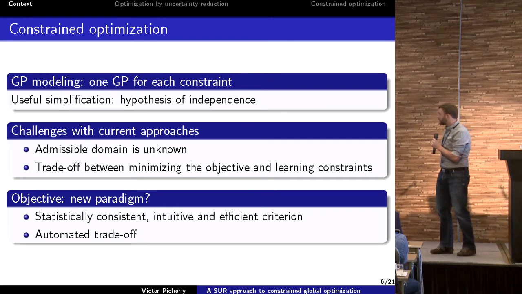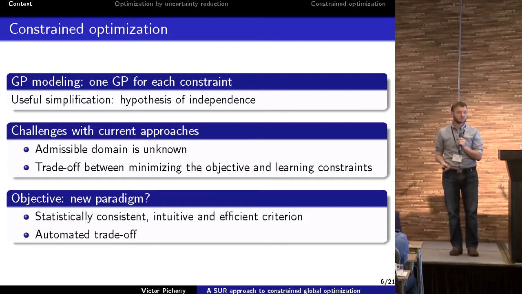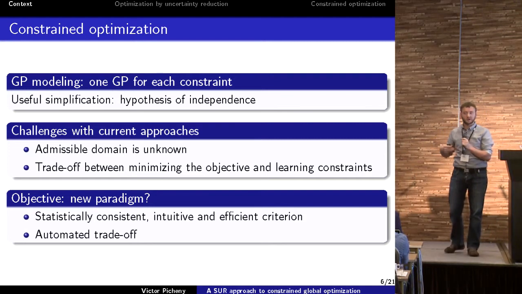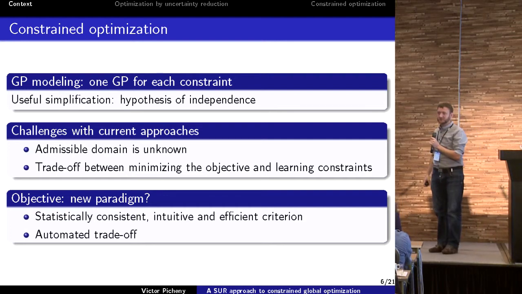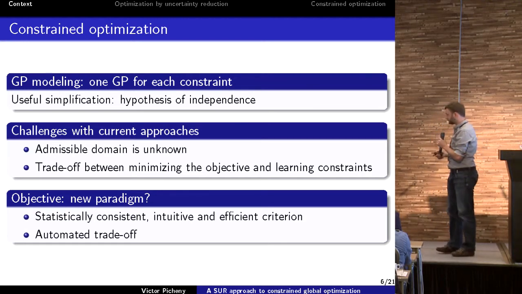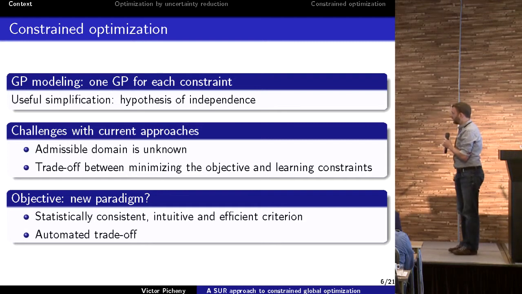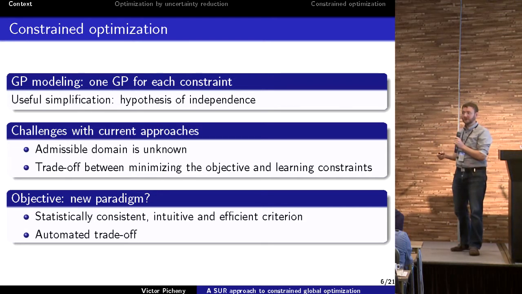So now when you consider constraint optimization, for Gaussian process modeling, there's no problem. You have several outputs. You just use a Gaussian process for each output. It's a lot easier if you make the hypothesis of independence between your outputs for technical reasons, but it's not necessary. So what's the challenge when you have constraints in the picture? Well, first, the admissible domain is unknown, so you have to decrease your objective function, but you have to stay inside a domain that you don't know beforehand.